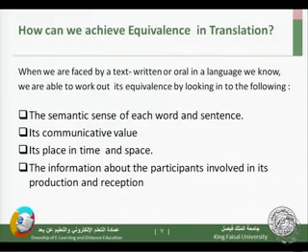Now we come to the keyword of Bell's definition, equivalence. And it is very important. How can we achieve equivalence in translation? When we are faced by a text, written or oral, in a language we know, we are able to work out its equivalence by looking into the following. If you know Arabic and you want to translate a text from Arabic into English, you want to find out the equivalence of this message or this text. You want to translate from Arabic into English, or from English into Arabic. What can you do as a start? You can look into the following points.